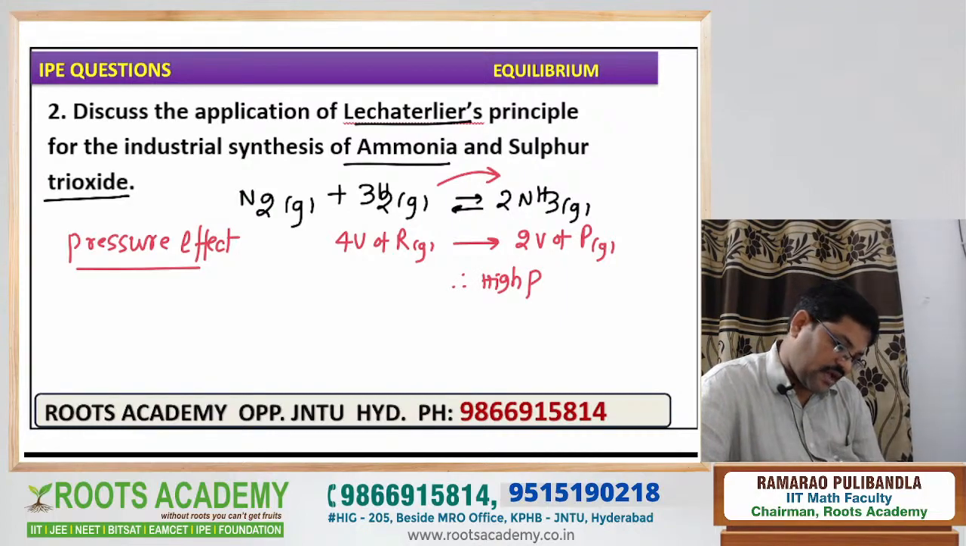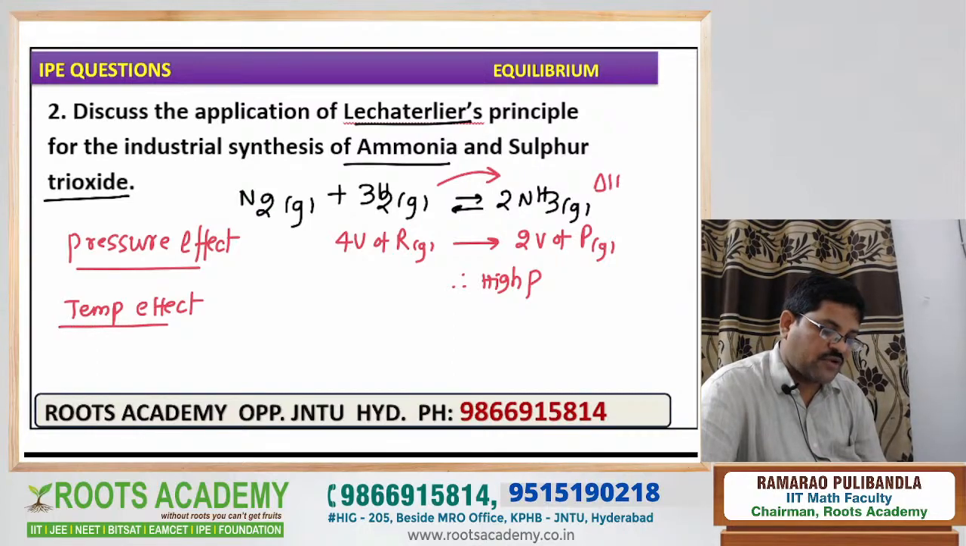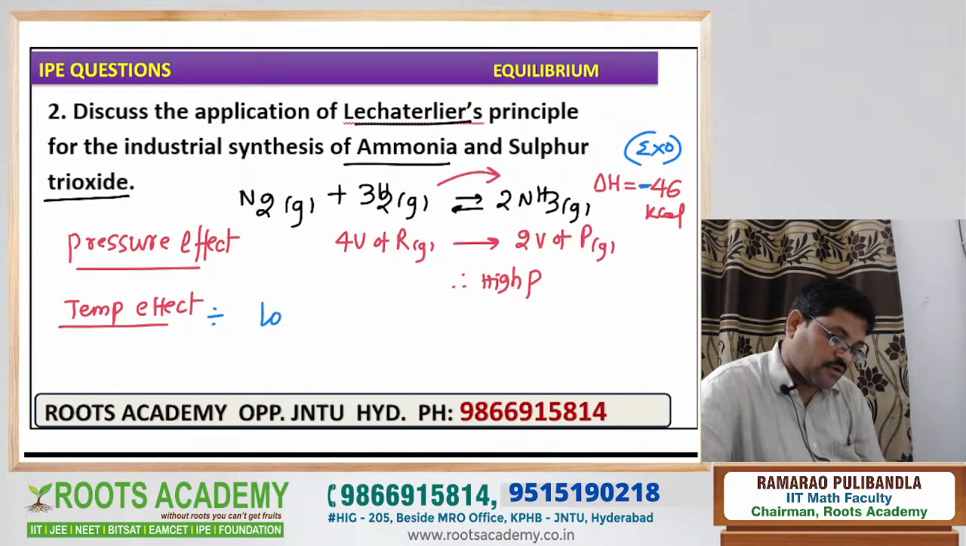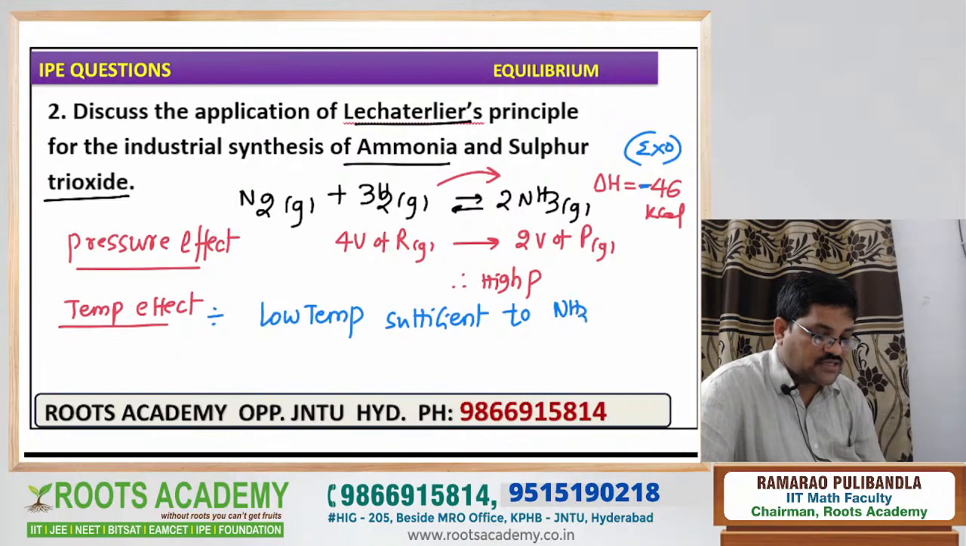Pressure factor is over. Come to the temperature effect. Temperature effect is also very easy, students. Synthesis of ammonia is an exothermic process. Delta H of the reaction being negative means it is called an exothermic reaction. In the reaction, heat is liberated. When heat is liberated, low temperature is sufficient for synthesis of ammonia.